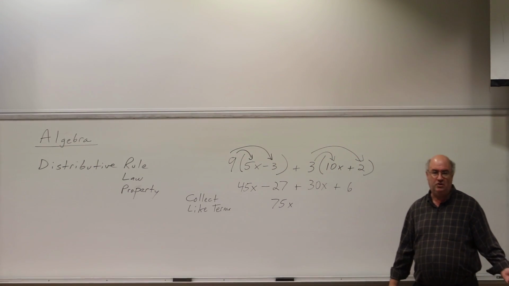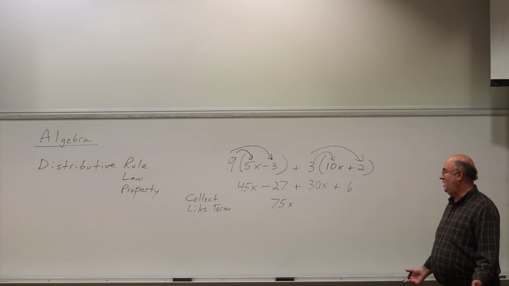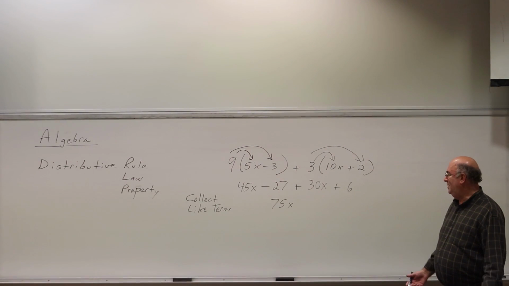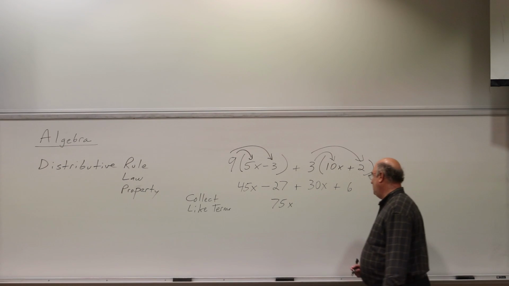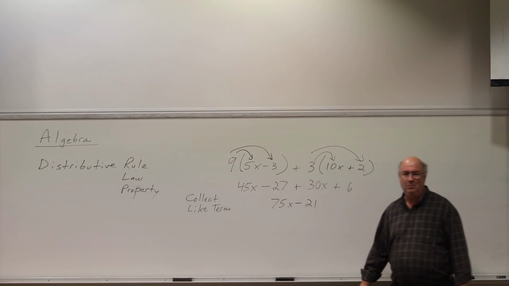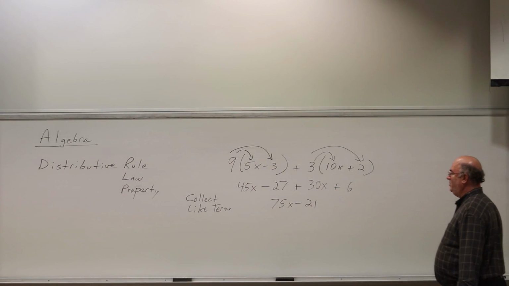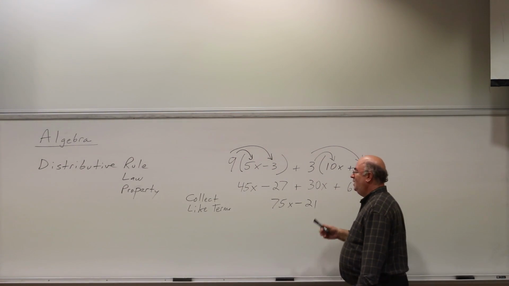Minus 27 and 6 are numbers. We put them together. 6 minus 27, or minus 27 plus 6, whichever way you want to add or subtract them, comes out to negative 21. So that would be our answer. We collected our like terms.